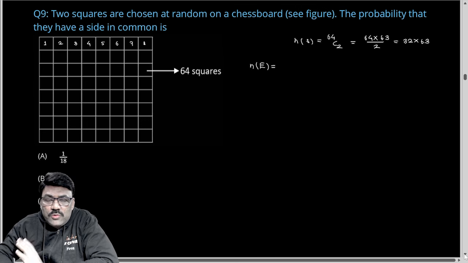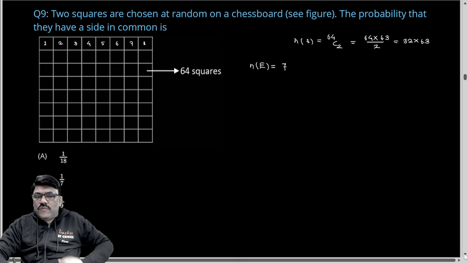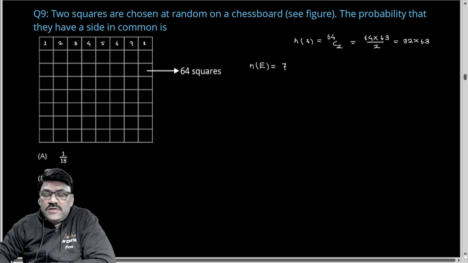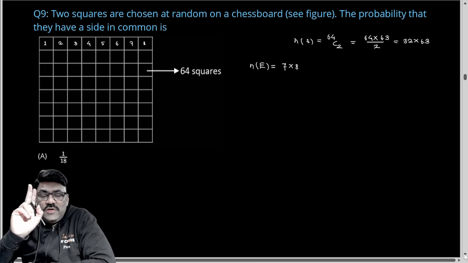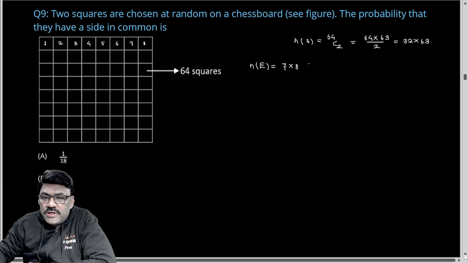So from the first row, I can select 2 adjacent squares in 7 ways. And when I choose 2 adjacent squares, obviously they will have a common side. Similarly, from the second row, 7 ways. From the third row, 7 ways. From the fourth row, 7 ways. So you have 8 rows. The total number of ways is 7 into 8 when choosing 2 adjacent squares from a row. Similarly, you can choose 2 adjacent squares from a column also. So from columns also, you will get the same thing, 7 into 8. So there are 56 plus 56, that is 112. So favorable number of ways is 112.